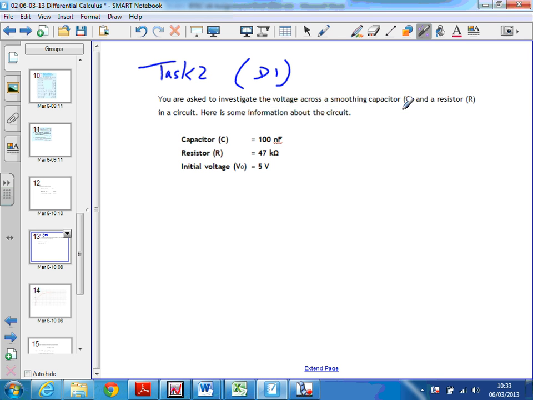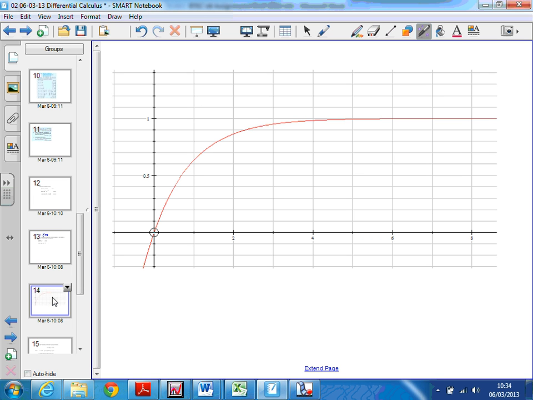The value of the capacitance is 100 nanofarads. The resistance is 47 kiloohms. And the initial voltage that's applied across the capacitor is 5 volts. So already there's an issue around units there when you come to put the values in. You know, I hope, that that's the shape of the curve that you're going to get.